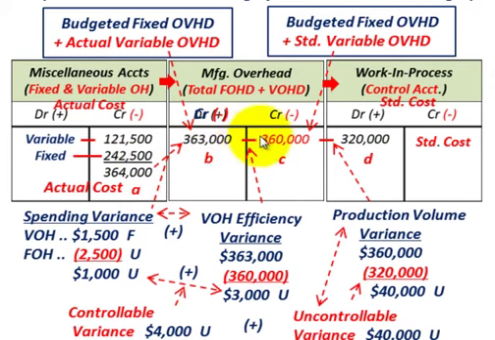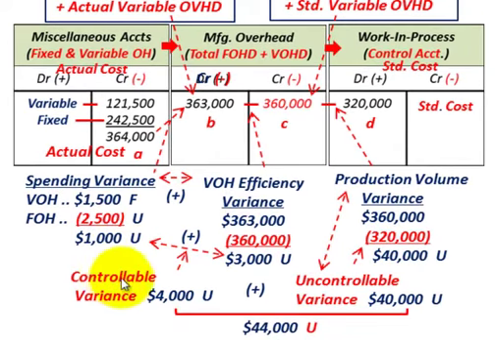And based on that, we're going to determine our variances. We're going to have to determine a spending variance for the variable overhead and fixed overhead amount. And then we're also going to have to calculate the variable overhead efficiency variance. And then we're also going to be looking at the production volume variance. We're going to calculate that. And then knowing these variances, we can calculate our controllable variance and our uncontrollable variance.